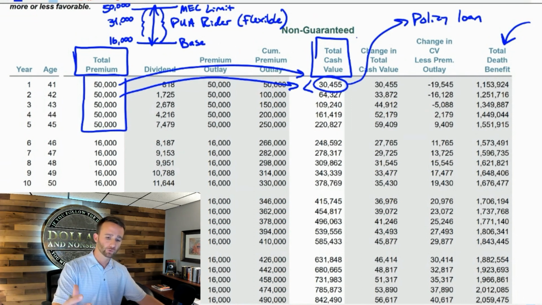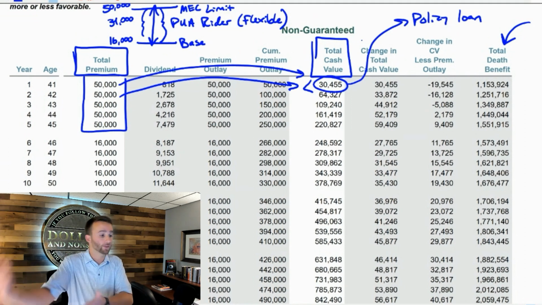So in year 2, we went from having about 30,000 of cash value to 64,000 of cash value. So I paid my premium of 50,000 in year 2, and my cash value grew by right around $34,000 in year 2. Which means I've got another $34,000 to work with. It's a little bit more than the first year, but we're still not profitable by any means. We're going to get there, we're just not there yet.